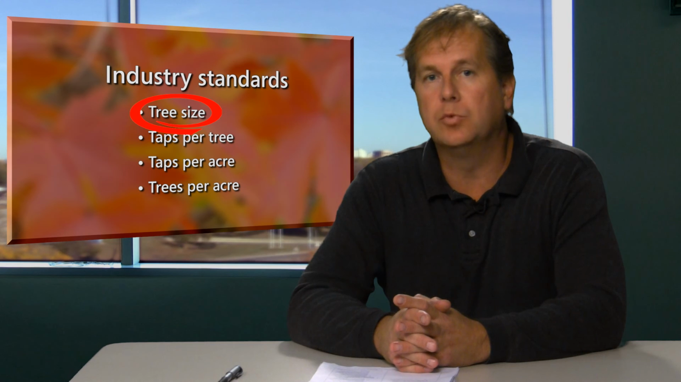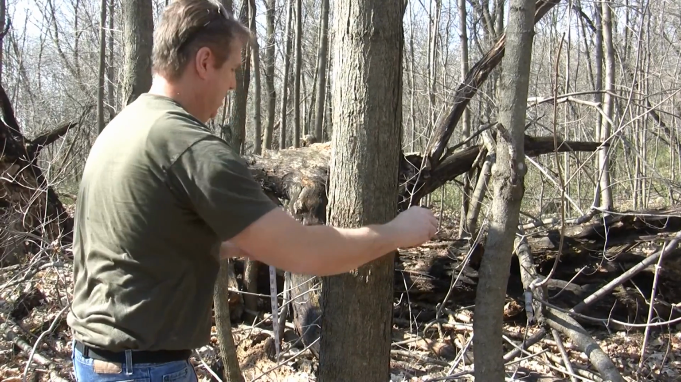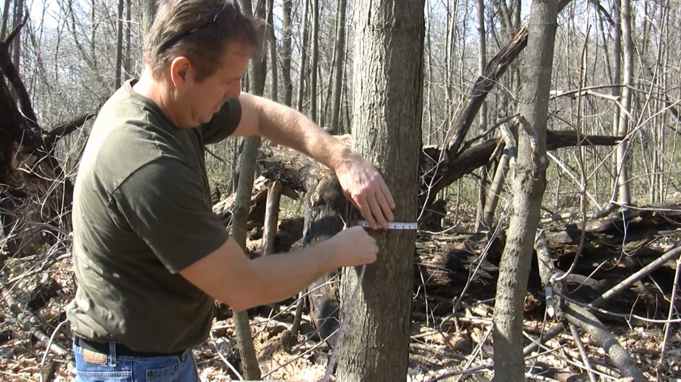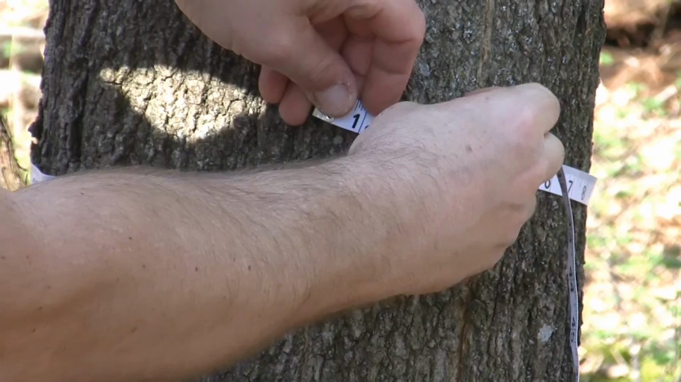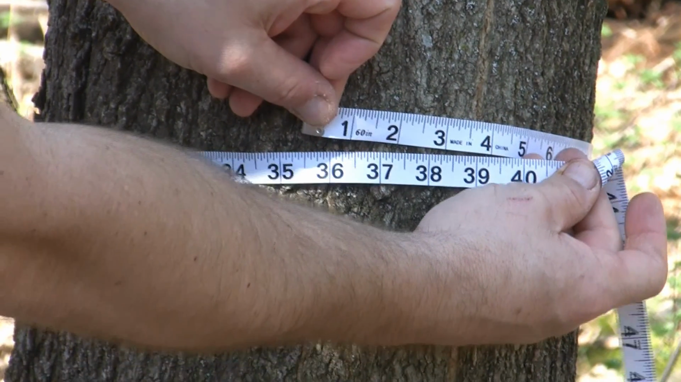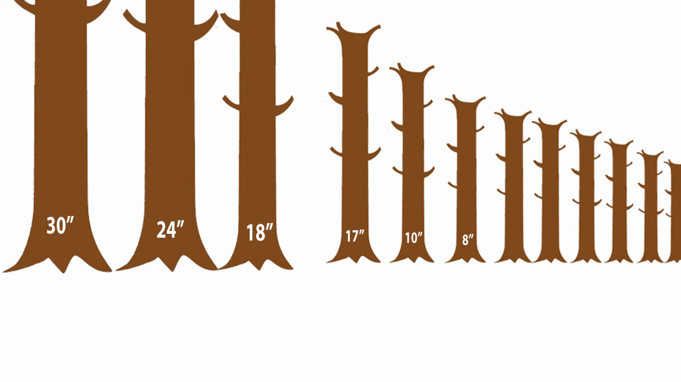Again, tree size is one of the main factors used to determine eligibility. Tree size is the diameter of the trunk at breast height, or DBH. To get diameter, measure circumference and divide by 3.14. For example, this tree has a circumference of 35.5 inches. Divide 35.5 by 3.14 to determine that the diameter of the tree is 11.3 inches. A tree with an 18-inch or larger diameter is considered a large tree.